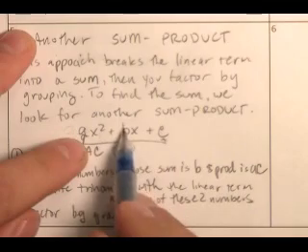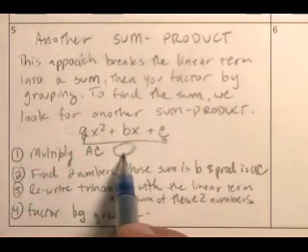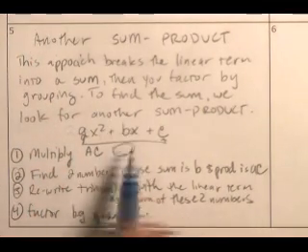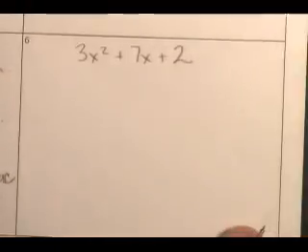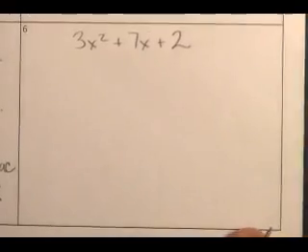Which one's sum is B and product is this? Then we break the B term out into those and factor by grouping. Okay, what do I mean? Well, here's an example. All right, here we go.